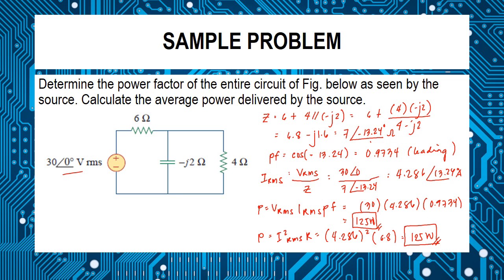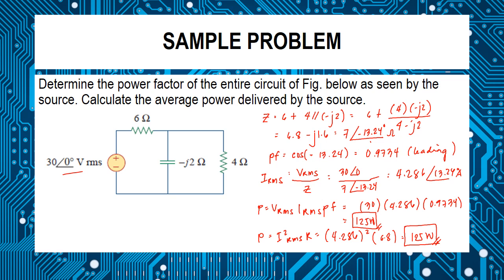So solving for the RMS value of our current, I RMS is equal to V RMS over Z. So our V RMS is 30 angle 0, divided by our impedance. We can use either rectangular or polar to compute. So this is equal to 4.286 angle 13.24 degrees amperes.